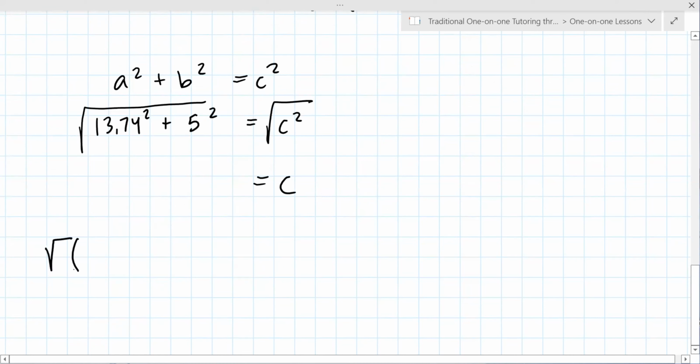So what that does is it puts a parenthesis right there. It's like saying that's inside parentheses. 13.74 squared, or caret 2, plus 5 caret 2, and then you have to close the parentheses there.